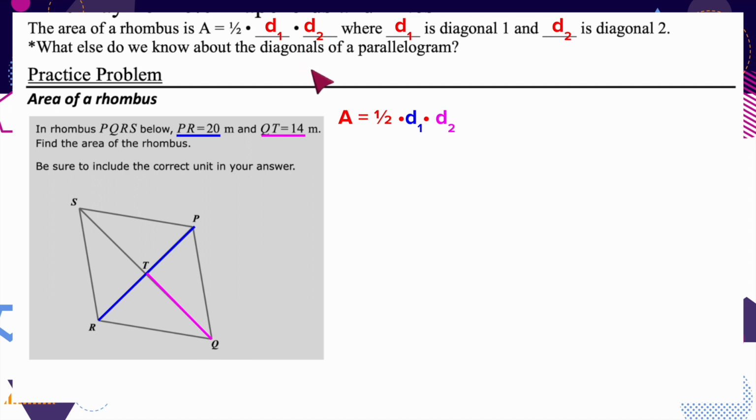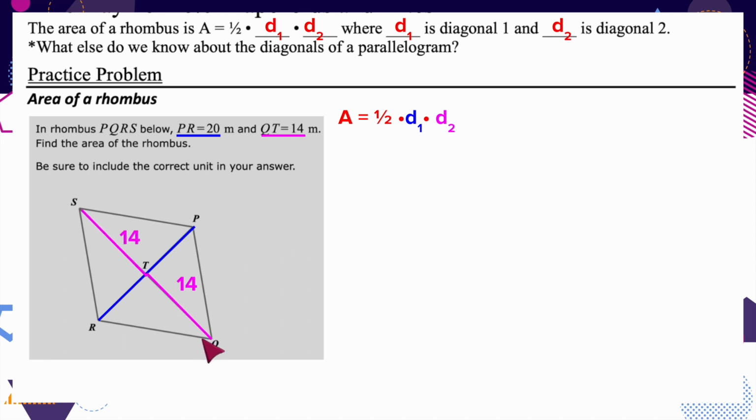Now, what do we know about the diagonals of a parallelogram? We know that they bisect each other. All diagonals of parallelograms do this. Special parallelograms have congruent diagonals, but that's only rectangles. So that is not a rhombus situation, okay? But we do know that they bisect each other. They cut each other in half. So if this half is 14, then we know that this half is also 14.